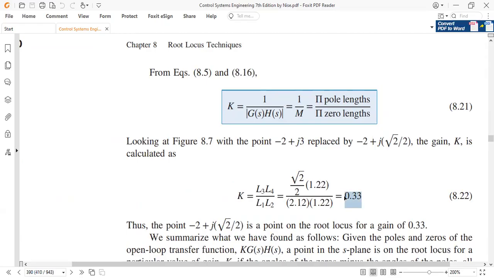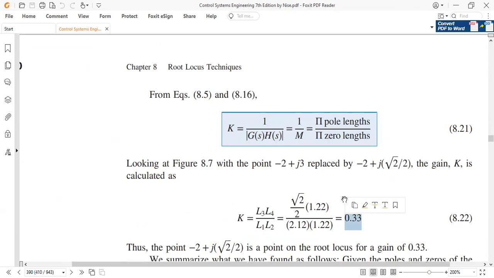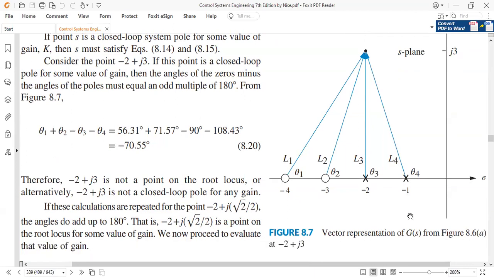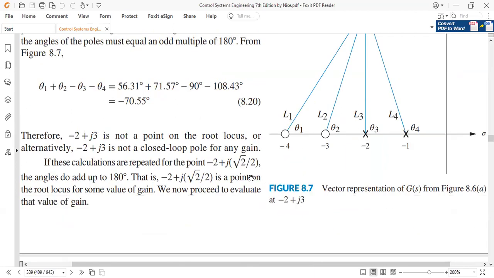So how does he put it in the formula? You have the poles and zeros. So the transfer function is s plus 4 into s plus 3 divided by s plus 2 into s plus 1. In place of s, in all these places, we are going to place minus 2 plus j under root 2 divided by 2. But when are we going to do it? We are going to do this after verification that this specific point is on the root locus.